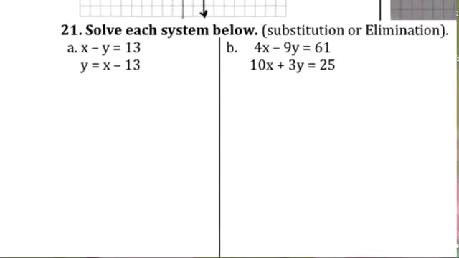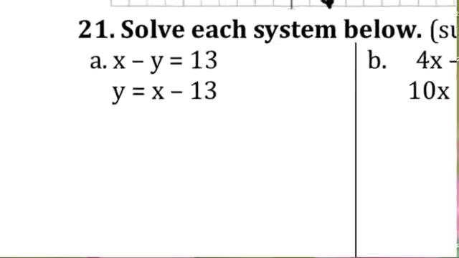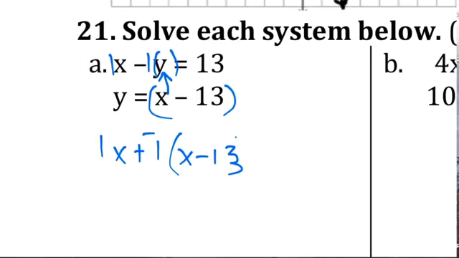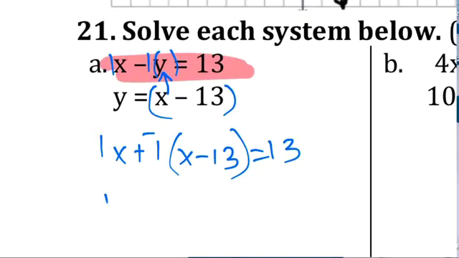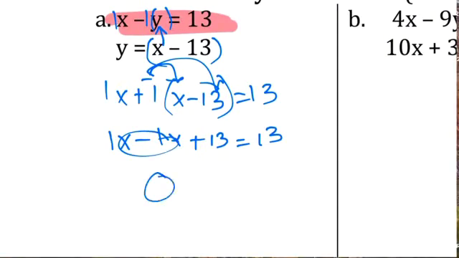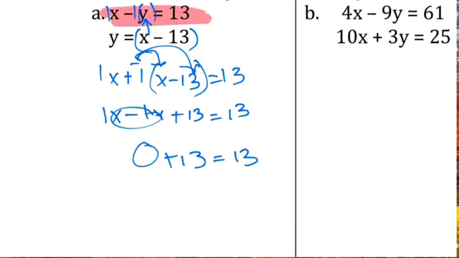Using substitution or elimination, I would use substitution. So this is 1, that's 1 times that. So I'd put this y into there. 1x minus 1, parentheses, additive inverse, that's a negative. X minus 13 equals that 13. So I get 1x minus 1x, and now I get a positive 13. I got 0 plus 13 equals 13.